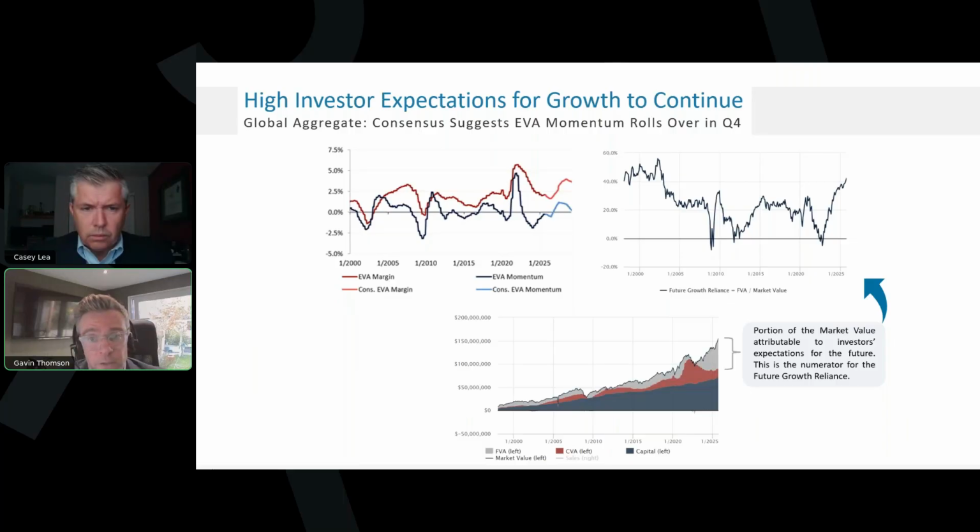Certainly, we think that's been a big reason why equity markets have performed so strongly during that period of economic growth. So what about the future? This is where we've become a little bit more concerned, because when we model in that consensus, it has continued to edge down in the outlook. Now predicting EVA momentum rolls over in the fourth quarter of this year and contracts until around the second half of next year, so into the second half of 2026.